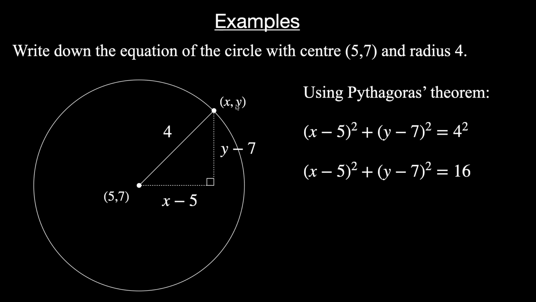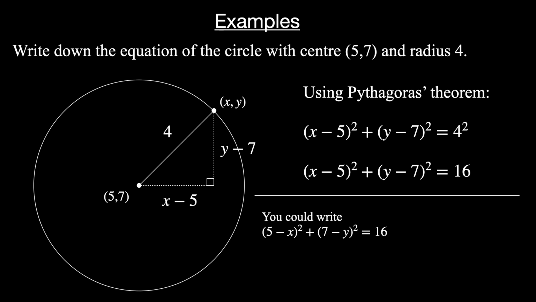Now you might ask the question, what if I put this point over here somewhere? Wouldn't this length then be 5 take x? And wouldn't this length then be 7 take y? Yes, they would. You're absolutely correct. And you could in fact write this equation of this circle as (5 take x) squared plus (7 take y) squared equal to 16. These are the same equation. Because you're squaring these differences, you will always get the same answer. x take 5 is the same as 5 take x after you square them.